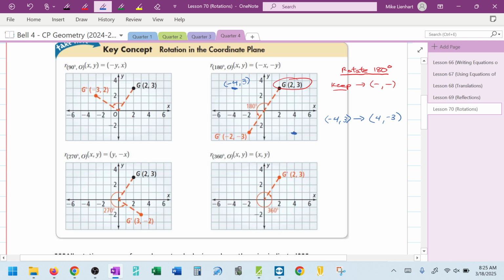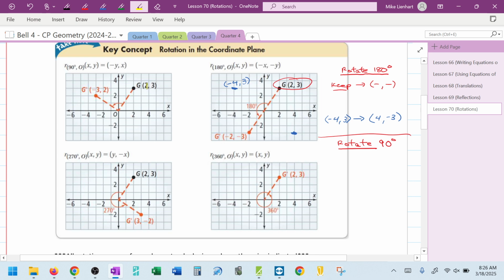All right, the second kind of rotation that we have is rotate 90. They're going to ask you to rotate 90 clockwise or counterclockwise. Make sure that you know the difference between clockwise, following the path of a clock, and counterclockwise, kind of going backwards. In this example, look at the first one, this G here.